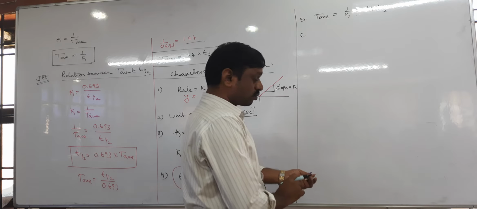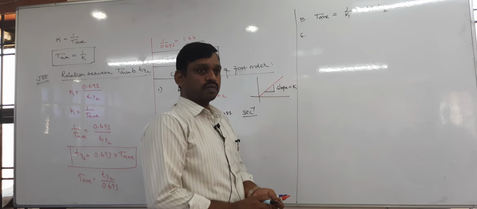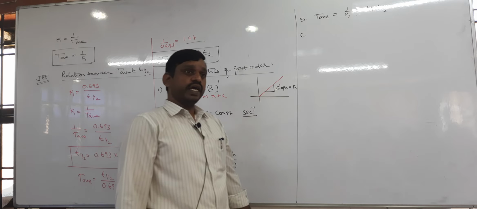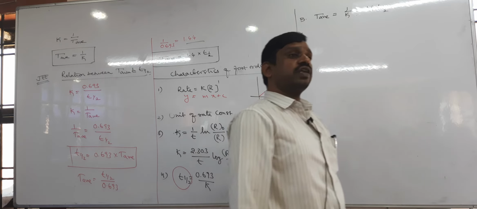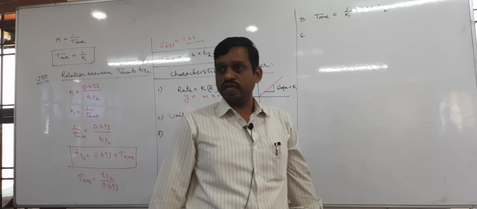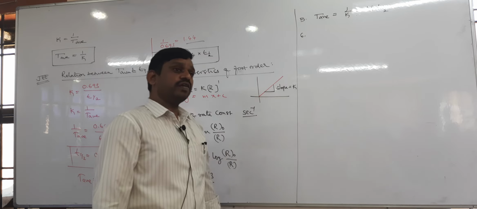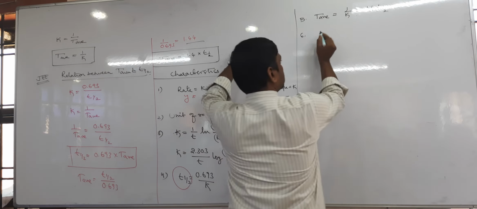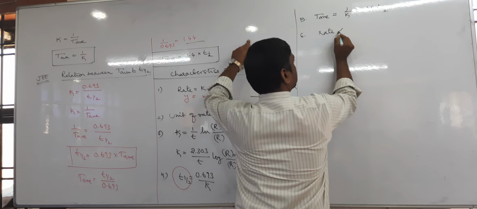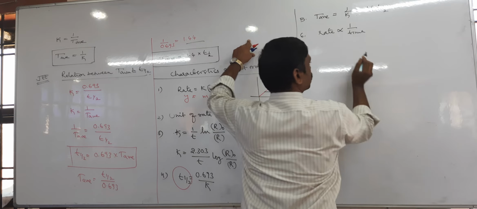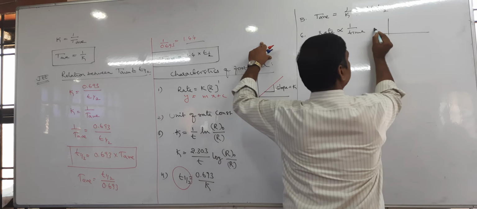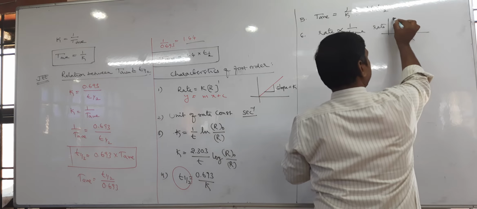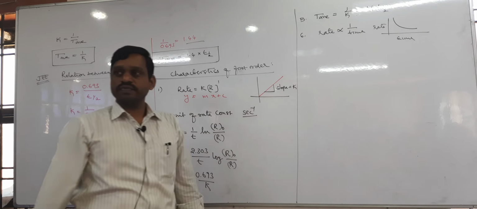Regarding what? So what is the relation between rate and time? In case of zero order reaction, rate is independent of time, since it is independent of concentration. But here it depends on time. So as time increases, rate decreases. Therefore the relation between rate and time is inversely proportional. If the graph is plotted between rate versus time, as the time increases, rate decreases. Hyperbola.